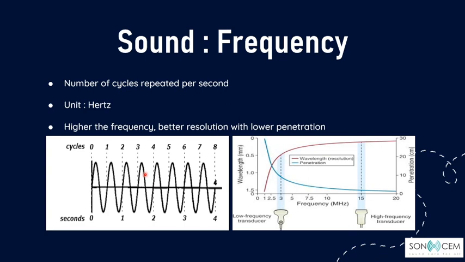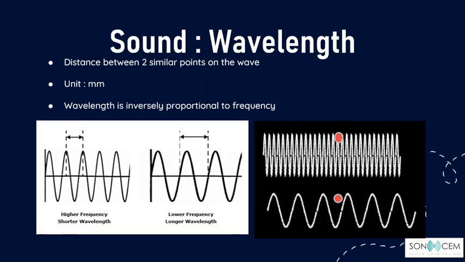Hertz. It's important to remember that higher frequency has better resolution, and due to its short wavelength, it has poor penetration. And this explains why deeper structures are best visualized using lower frequency and superficial structures are best visualized using higher frequency. Wavelength is the distance between two similar points on the wave, and it is measured in millimeters. Do remember that wavelength is inversely proportional to frequency. In other words, higher frequency has shorter wavelength and lower frequency has longer wavelength.